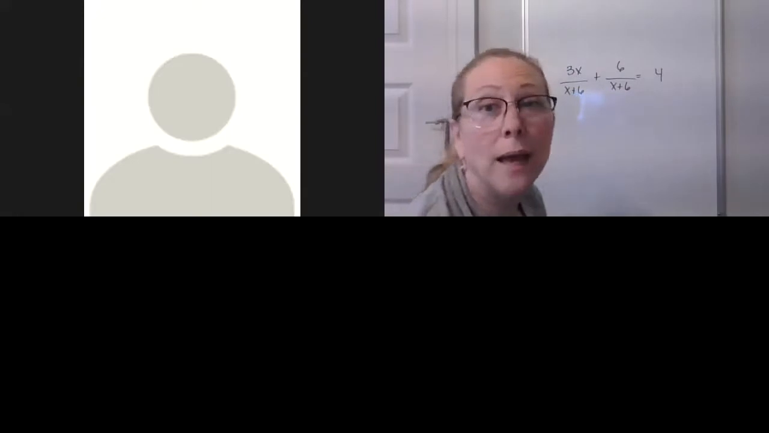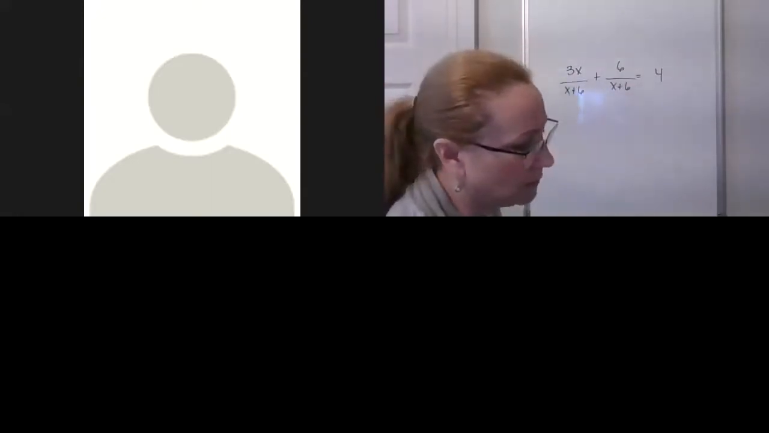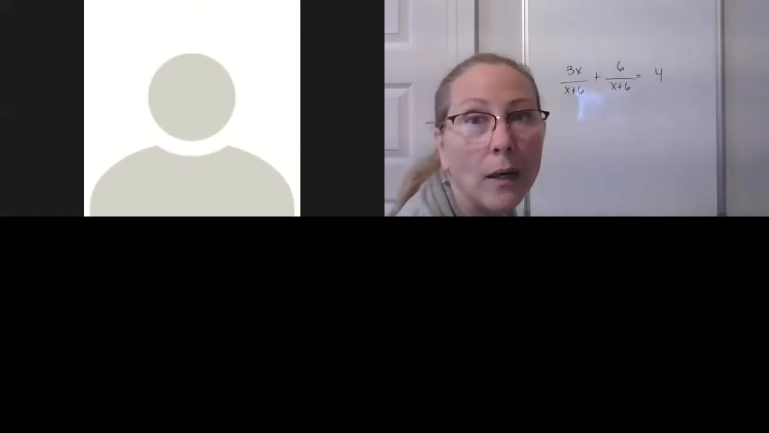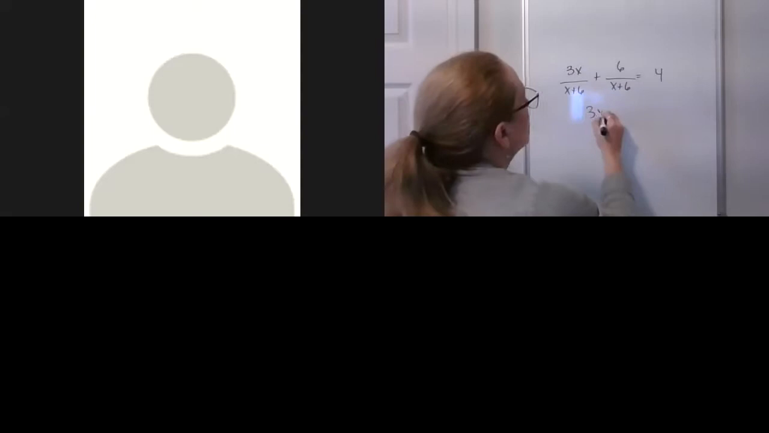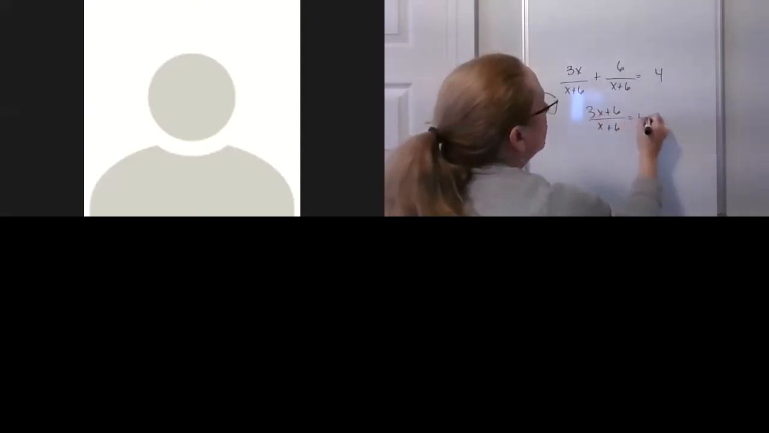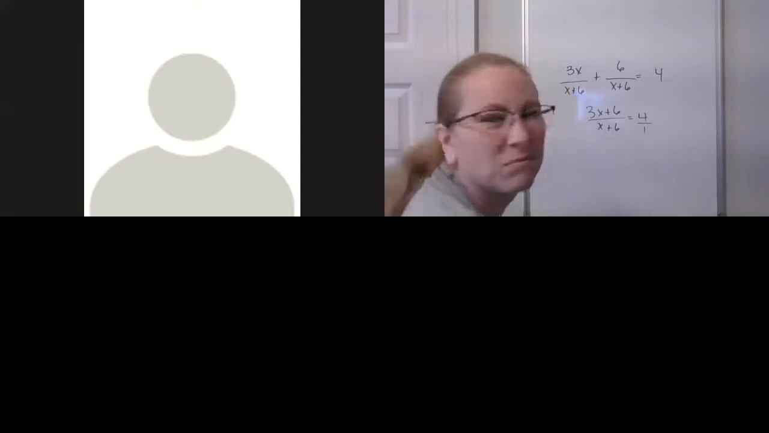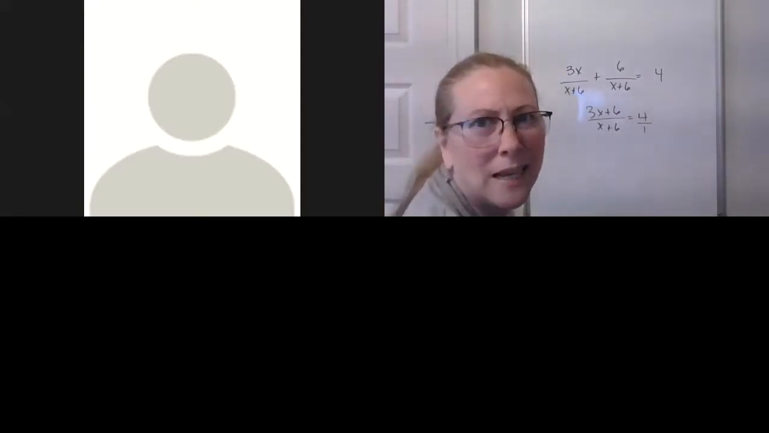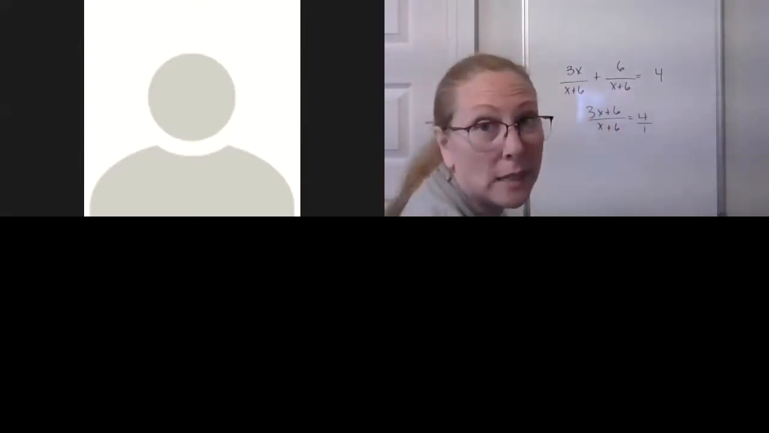All right. Now, could you add these two together? Yes. And that would be an appropriate strategy. So you could say, hey, this side is 3x plus 6 over x plus 6 equal to 4 over 1. I'm just going to cross multiply it now. You could do that, or you could multiply it all the way through by x plus 6, and it'll come out to the same thing.